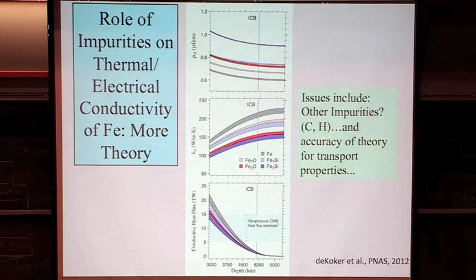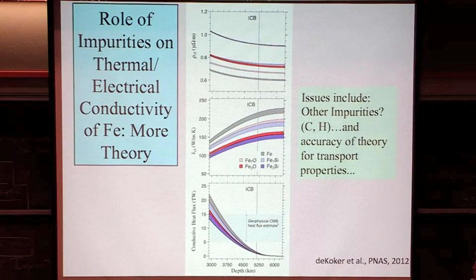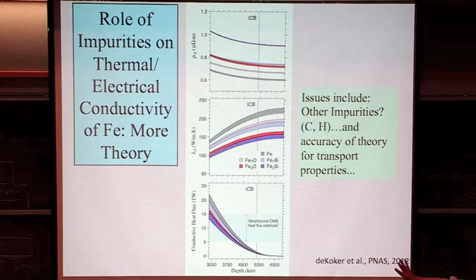And again, there is the issue about the accuracy of the theory for transport properties. In this instance, the effect of lighter alloying components becomes all important on the problem. And in this instance, they got geophysical core mantle boundary heat flux estimates, probably a little low, but there are some of these that fit loosely into the general window that one would regard as sort of okay.